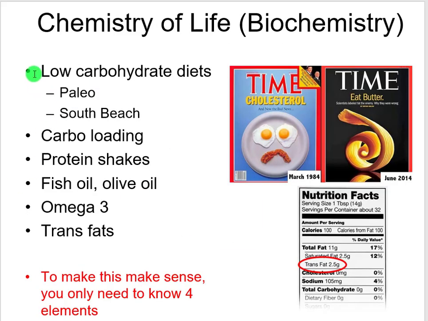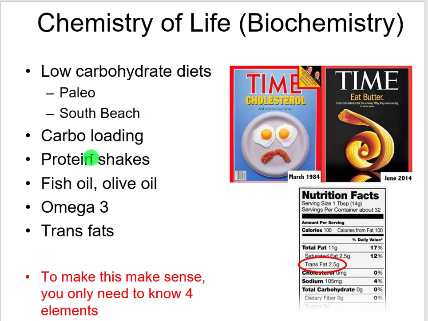Okay, so now just to take a step back for just a moment, the chemistry of life, or biochemistry, I mention that because we're in a biology course and we really care about the chemistry of biology, the chemistry that we need to know for biology. And so really what that means is that these are all terms that you've heard of somewhere along the way. People are on low-carb diets, whether they're going paleo or older things like South Beach. You've heard people talk about carbo loading before endurance events.